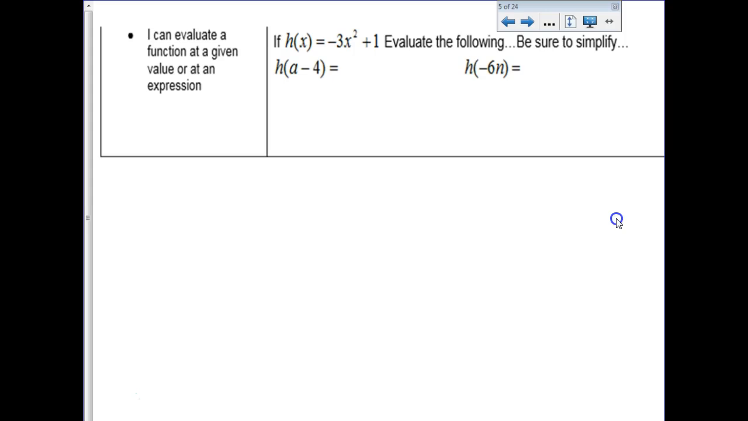All right. Again, this is a repeating thing. Or is this a repeating thing? Yeah, it is. A minus 4 is what you're plugging into this function. So be careful, guys. This one has a lot of distribution.